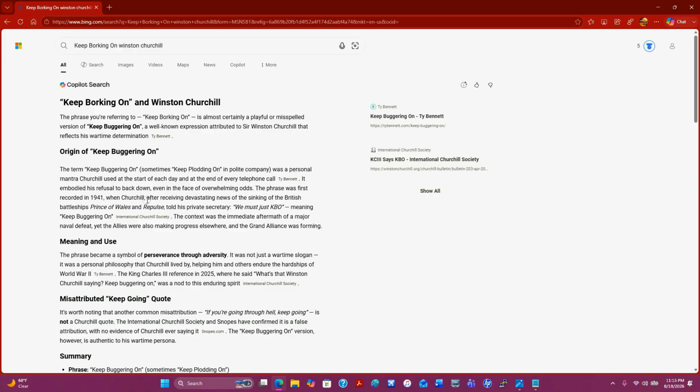The phrase was first recorded in 1941 when Churchill, after receiving devastating news of the sinking of the British battleships Prince of Wales and Repulse, told his private secretary, "We must just KBO. We must just KBO," meaning keep buggering on. The context was the immediate aftermath of a major naval defeat, yet the Allies were also making progress elsewhere and the Grand Alliance was forming.